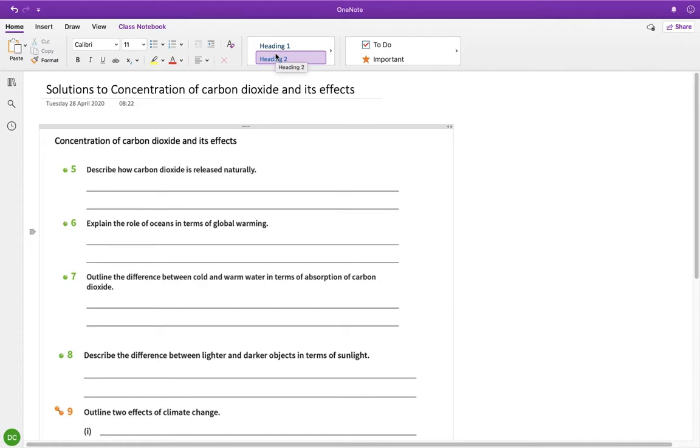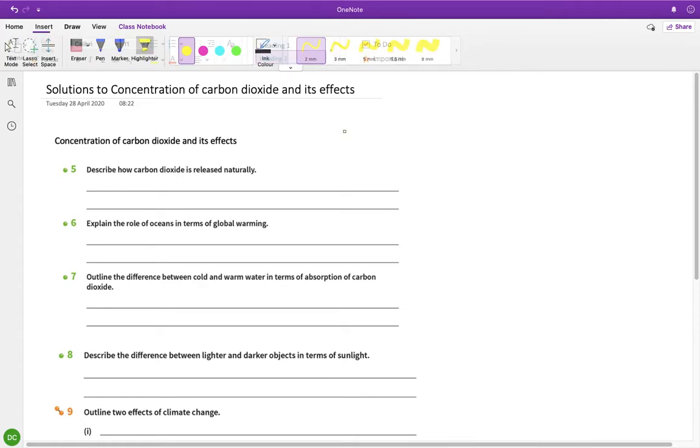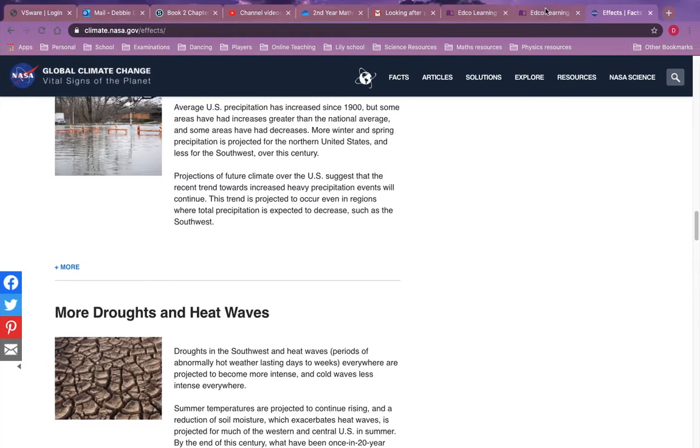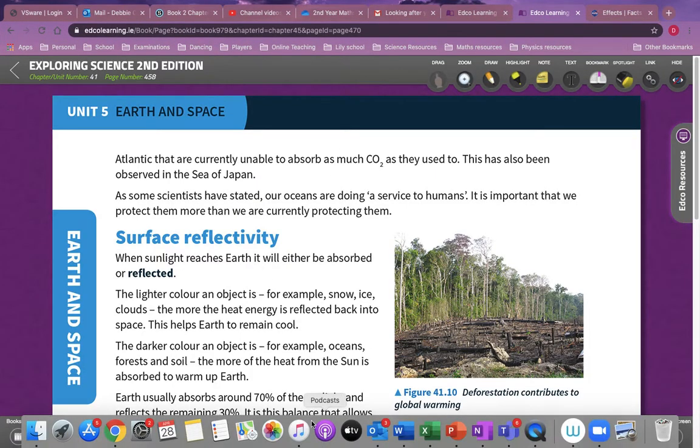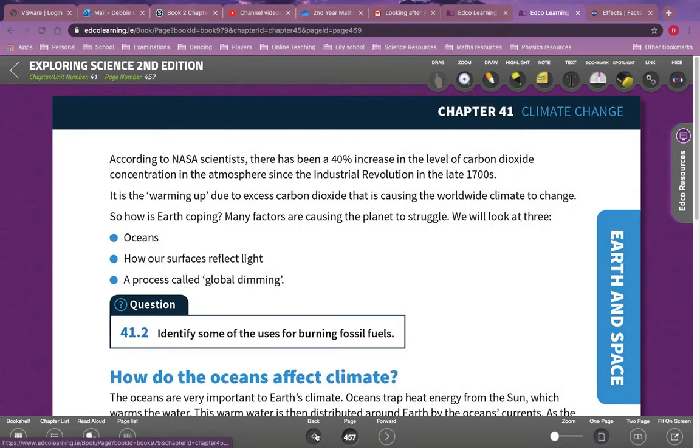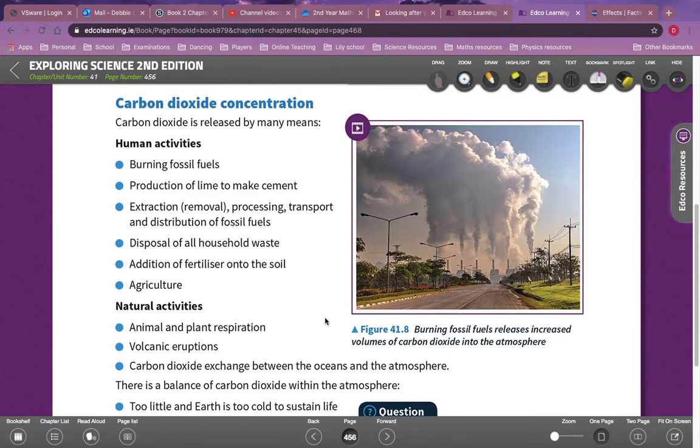Look at the solutions to the homework from yesterday. So, describe how carbon dioxide is released naturally. We had a couple of ways. I'm just going to show you where it is. It should be in your notes.